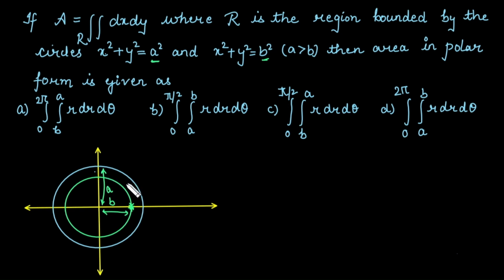Bounded by these two circles means between these two circles, but the requirement is its polar form, not exactly the area. So minimum value of r, that is a distance from the origin, is b, and the maximum value of r is a. So we need a limit from b to a, not from a to b. So hence this is discarded and this is discarded. Now the limit for theta, as it is not mentioned that x is greater than or equal to 0 or y is greater than or equal to 0, it means we need to consider the entire bounded form. So theta is from 0 to 2 pi.